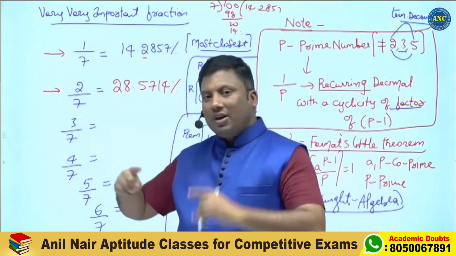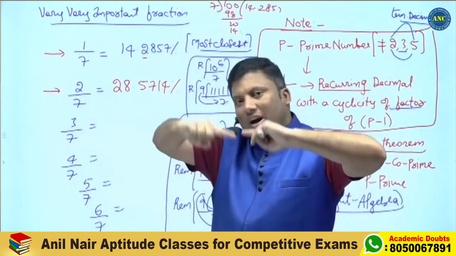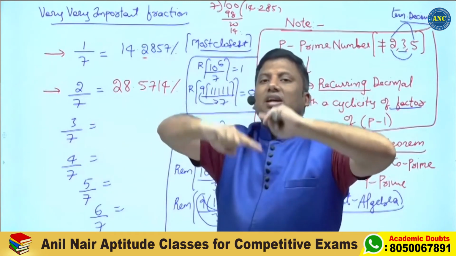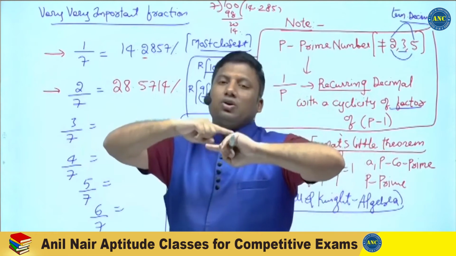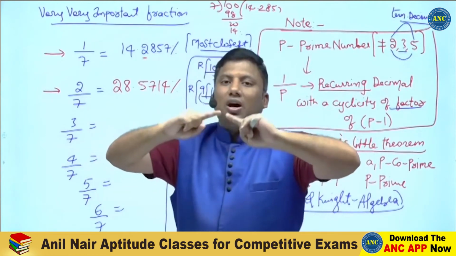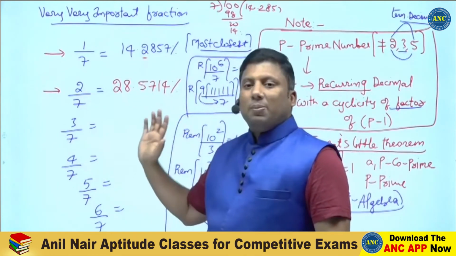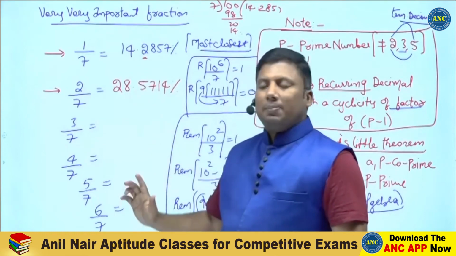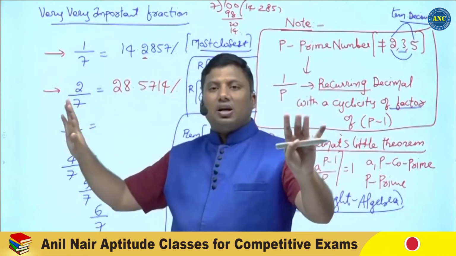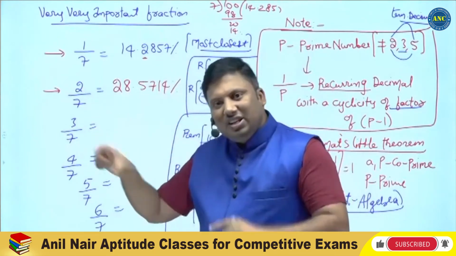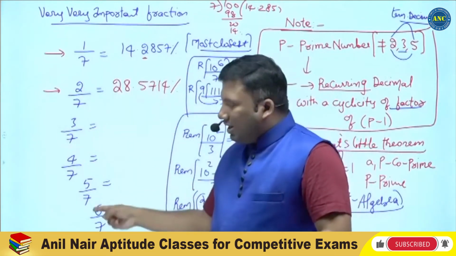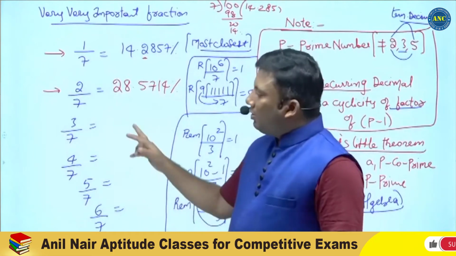Again I am repeating. The denominator is 7, so the number of repeating digits will be a cyclicity of a factor of 6. A factor of 6 means it could be 6, 3, 2 or 1. 3 digits it is not repeating, 2 digits it is not repeating, a single digit it is not repeating. So definitely 6 digits should repeat. These 6 digits only should come in all these values. But how to find out the values?